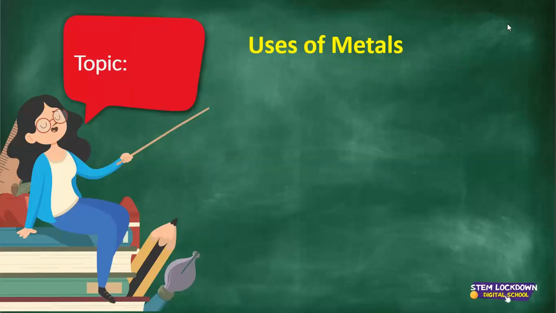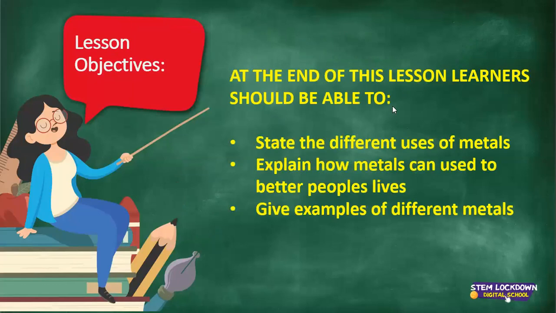Right. At the end of this lesson, you should be able to state the different uses of metals. You should also be able to explain how metals can be used to better people's lives. And you should also be able to give different types of metals, or rather, different metals. Okay.